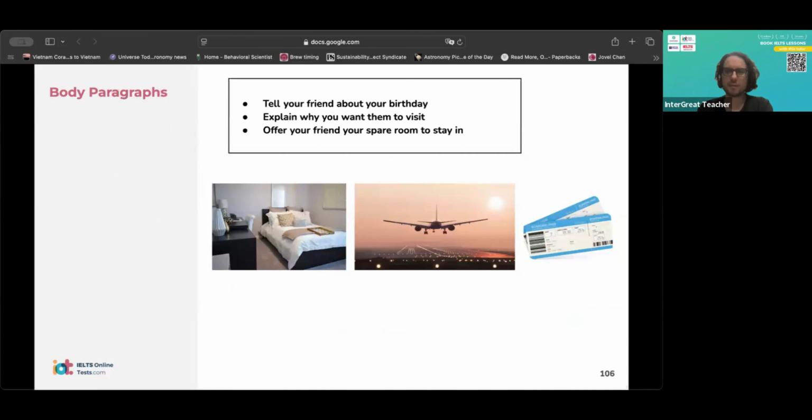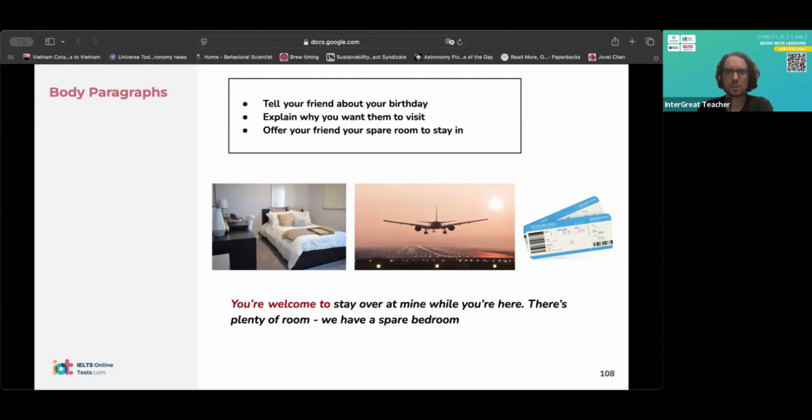Okay, and here we have information about the trip. So the writer says, "You're welcome to stay over at mine while you're here. There's plenty of room. We have a spare bedroom, and I'd be happy to pick you up at the airport. Just let me know what time you're arriving."